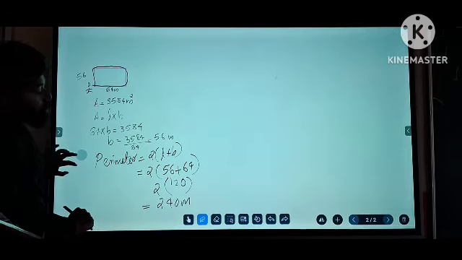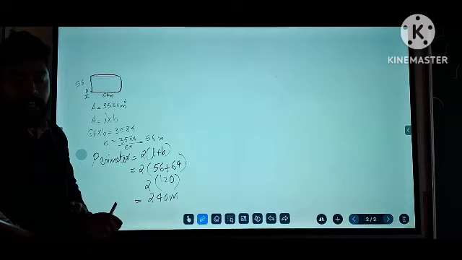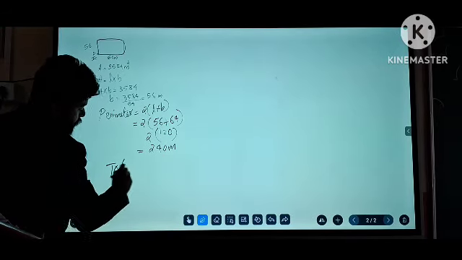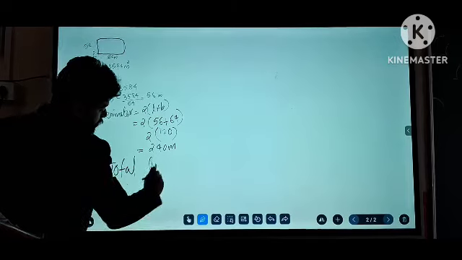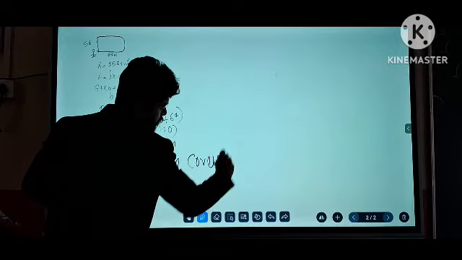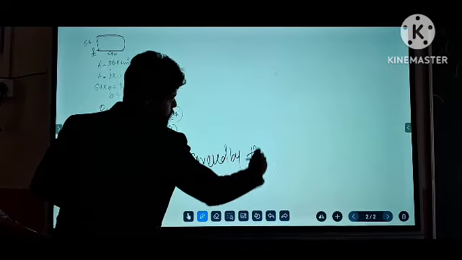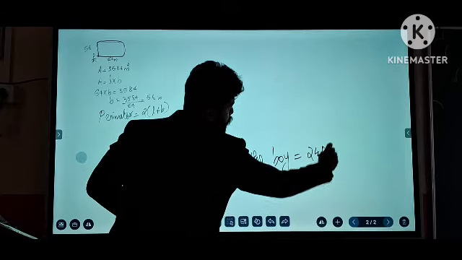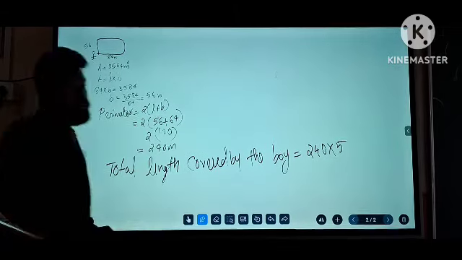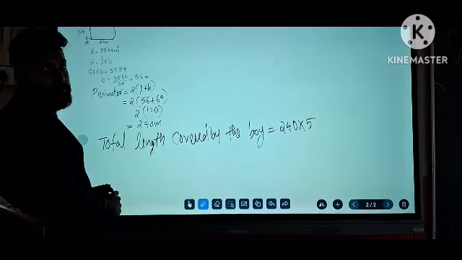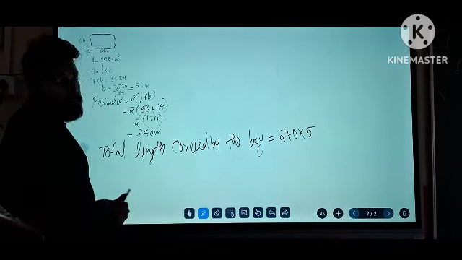One round will take 240 meter, and the boy wants to cover 5 times. So what is the total length for 5 times? The total length covered by the boy is equal to 240 into 5. Now what is 240 into 5?